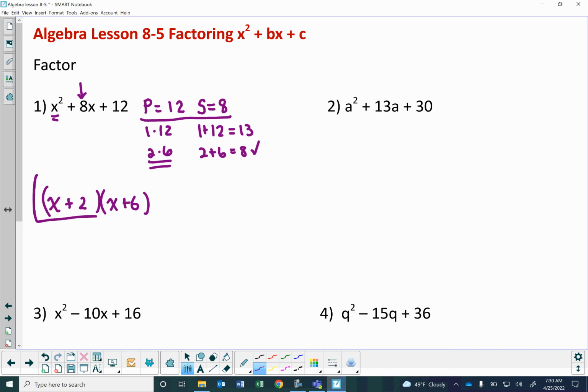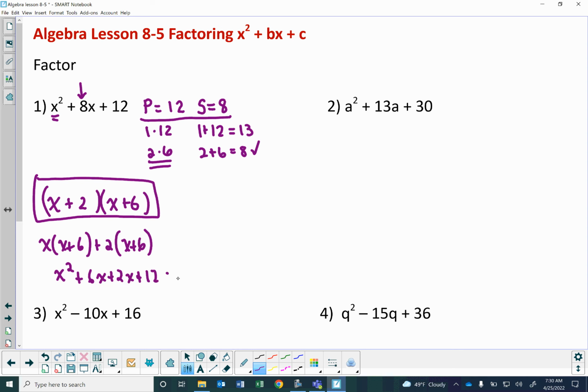Now we can check this by multiplying it back together. If I multiplied this back together, x times x plus 6, plus 2 times x plus 6, that should get me back to my original problem. I have x squared plus 6x plus 2x plus 12, which is x squared plus 8x plus 12, which was my original problem, so therefore I know I have to be right.